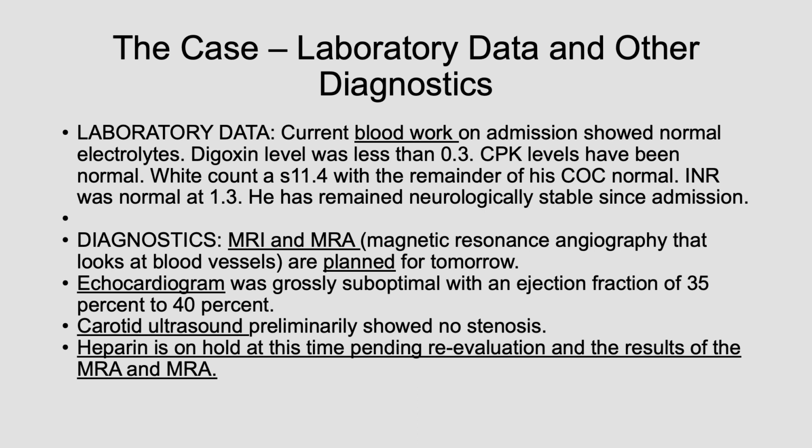Then we're going to look at the laboratory data, blood work. Other things were normal, digoxin level, CPK, normal. We do need to know that the MRI and the MRA were planned, ordered for tomorrow. They looked at the echocardiogram, which was done, I believe, in the emergency room or at admission by the other doctor. Carotid ultrasound, no stenosis, heparin on hold. So this is important because this is what was ordered by the consultant.